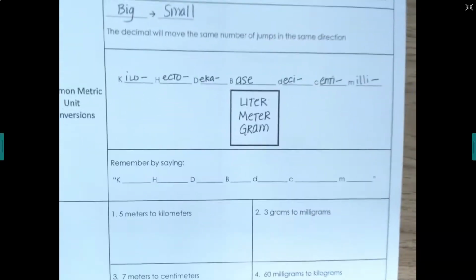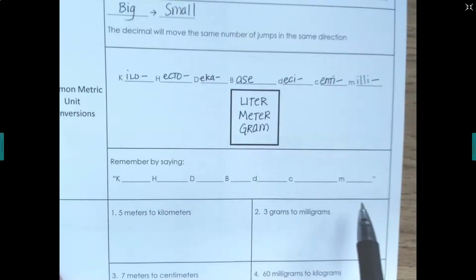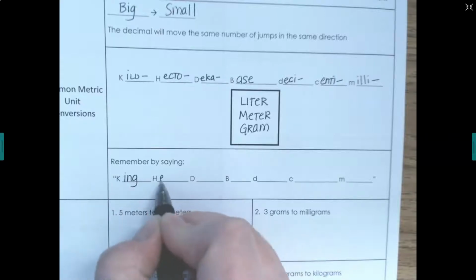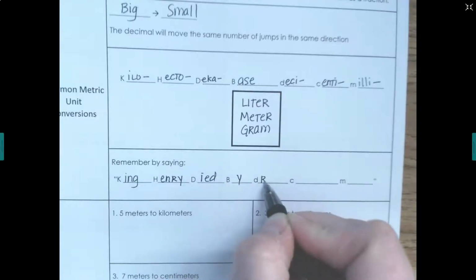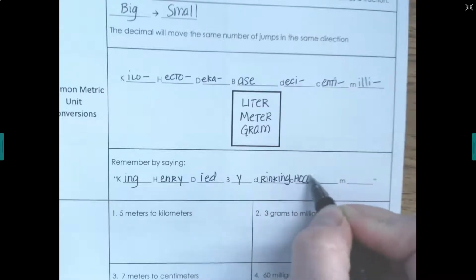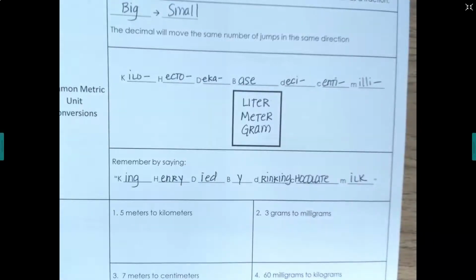How do you remember this? I tend to write these letters down at the top of my paper when I'm doing metric conversions, so I have them to look at. The way I remember the order is I say King Henry died by drinking chocolate milk. It's just a way to help me remember the first letter of each one. I don't write the whole thing down, I just write the letters at the top of my paper to help me count.